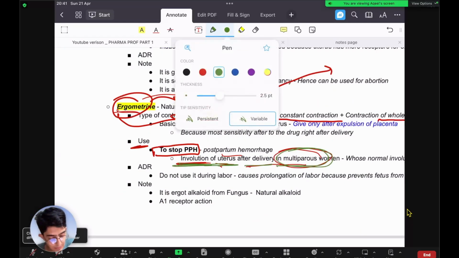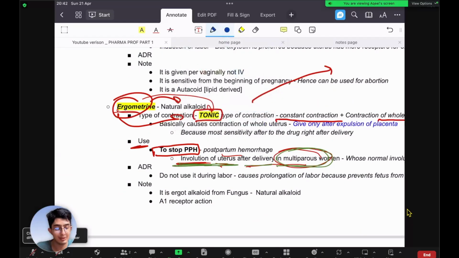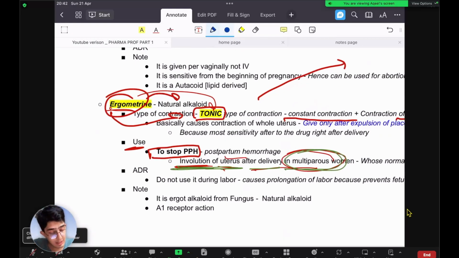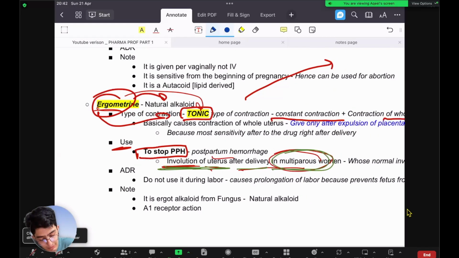That's why we use it in multiparous women, because a woman who has given birth only one or two times, her uterus can go back to its original position more or less by itself because it has the elasticity, right? Now one more thing that I have mentioned.